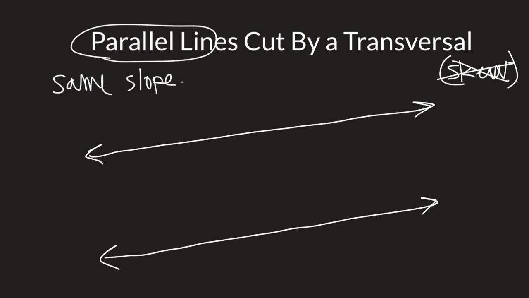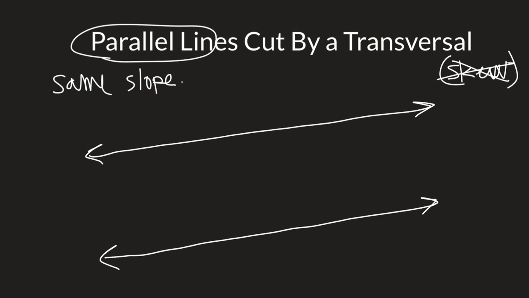So if you have a linear equation, the slope is the number in front of x in your linear equation, your y equals mx plus b. Okay, it's the m part that tells you the slope if they are parallel.